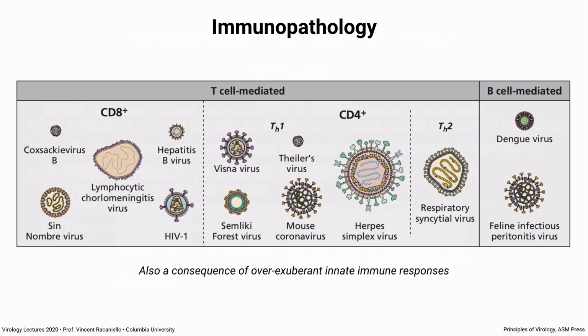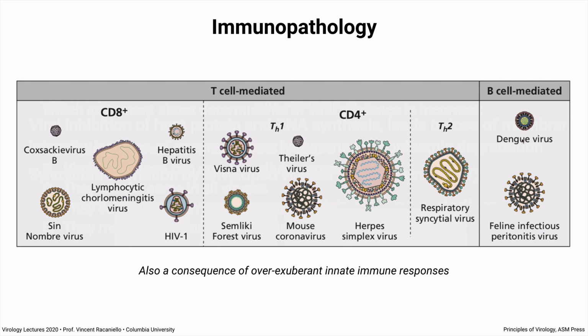And here's a table summarizing different kinds of immunopathology, not only caused by adaptive responses here at the top, but also overexuberant innate immune responses. Very early in infection, before the adaptive response kicks in, the body can make too many cytokines or chemokines. It's not regulated properly, and that can cause tissue damage, as we'll see. So we have T-cell mediated immunopathology involving CD8 positive T cells and different kinds of CD4 cells, Th1 and Th2, shown here, and these are the viruses for which we know that this contributes.